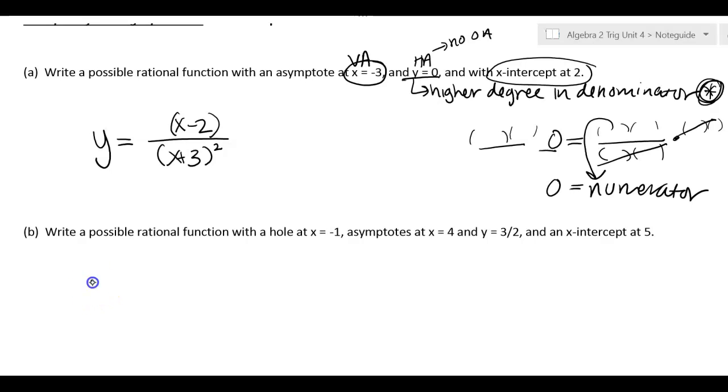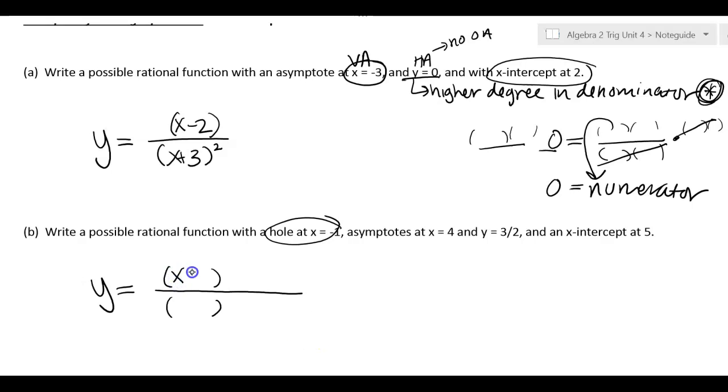All right, so same thing for part B. It starts with a hole at x minus 1. How do we get a hole in our function? What happens algebraically? Emily? Good, the numerator and denominator cancel out. So I have to have a factor that was the same. So something in the numerator and something in the denominator that match. And when you set them equal to 0, you get that x is equal to -1.